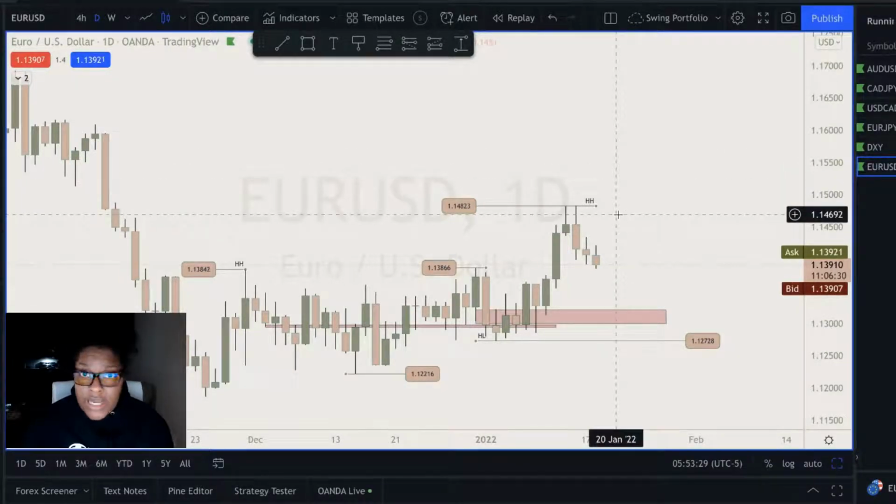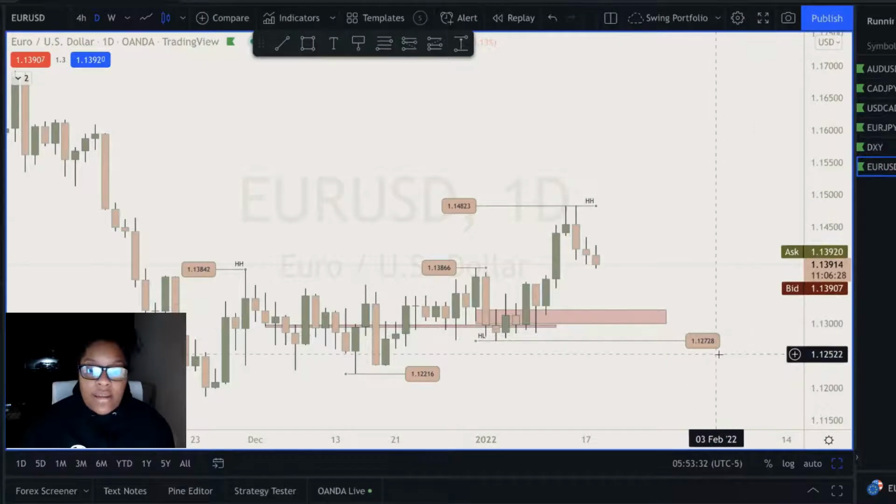Now what we're looking for is the same thing again. Can price stay above 1.12728? And if she can, then this would be a really good pair to potentially look at. Okay, so we just need a retracement.